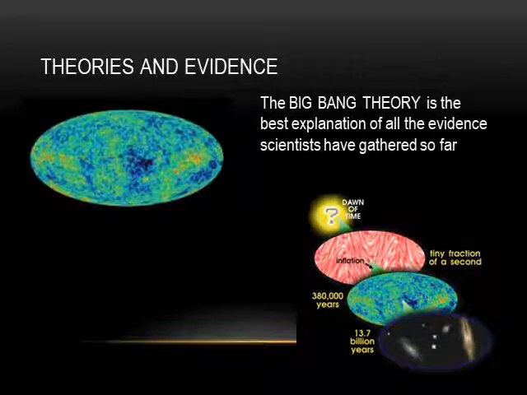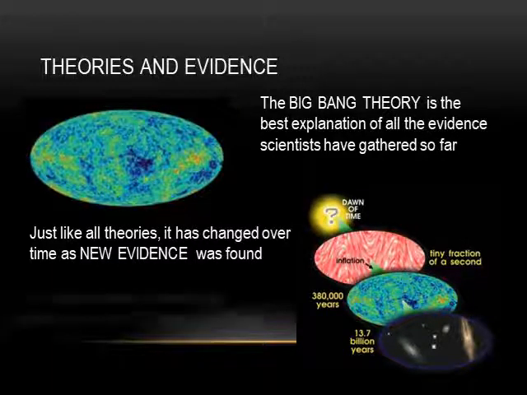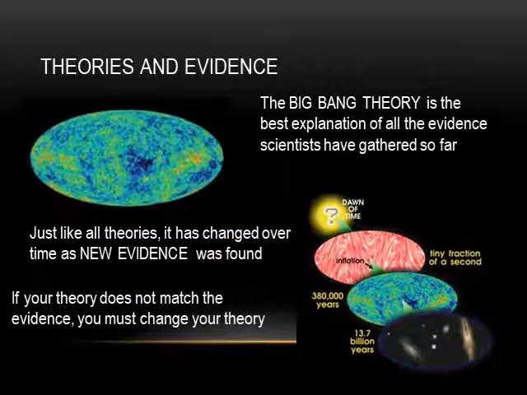At the minute, the Big Bang Theory is the best explanation of all the evidence that scientists have gathered over the years. But every time we get new evidence, we change our theories. So when you've got a theory and you do an experiment and the evidence doesn't match it, you have to go back and change your theory to match up with your new evidence.